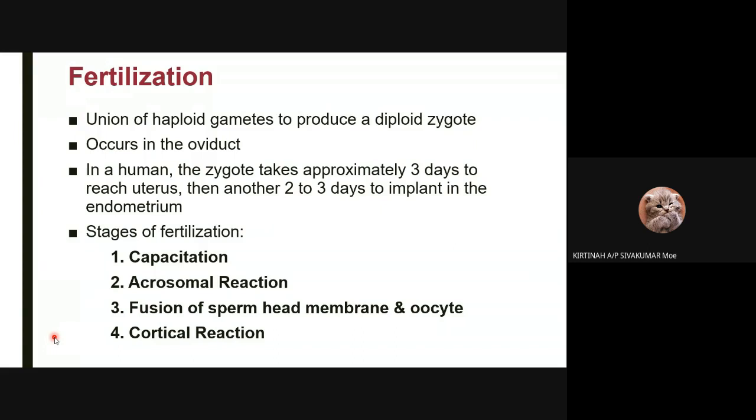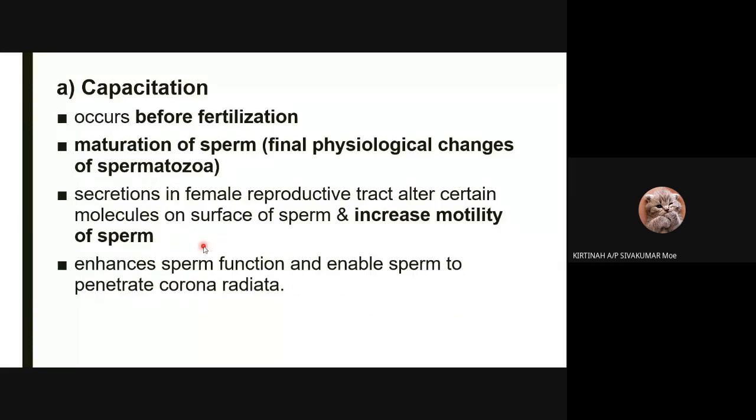For the first stage of fertilization is capacitation. Capacitation is one of the stages that occur before fertilization. When you see fertilization, you must understand what the meaning of fertilization is first. Fertilization is actually a process in which an egg is fertilized by the sperm. During this capacitation process, the maturation of a sperm occurs, in which the sperm will undergo final physiological changes of spermatozoa. These physiological changes mean there is an increase in membrane fluidity and the lateral movement of cholesterol in the apical region of the sperm head. All these changes will allow the sperm to penetrate the ovum much more easily.